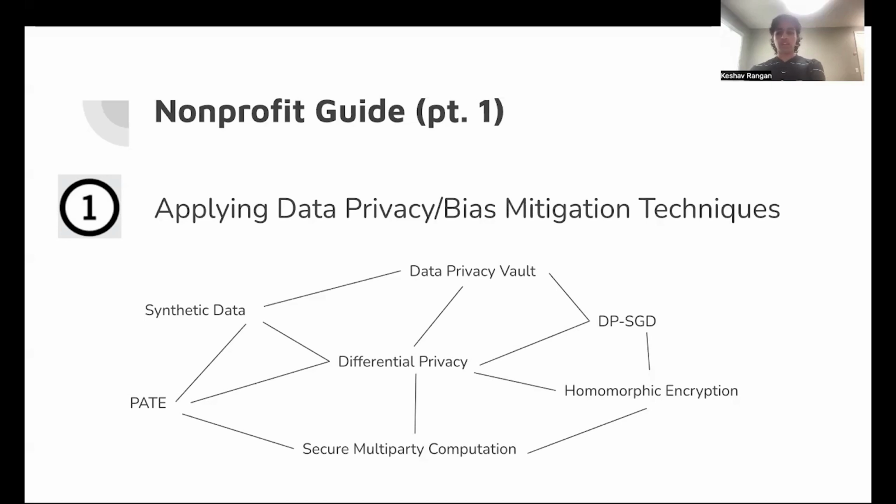DPSGD is particularly useful for generation tasks, while PATE is great for classification tasks. Multi-party computation is a recommended approach for data collaboration between organizations. In terms of bias mitigation, we recommend that companies personalize their procedures to their own use cases and priorities using the metrics and mitigation algorithms proposed in our section on bias.